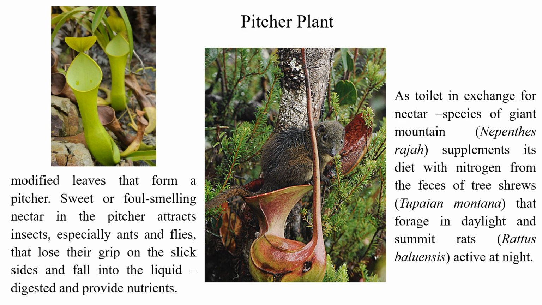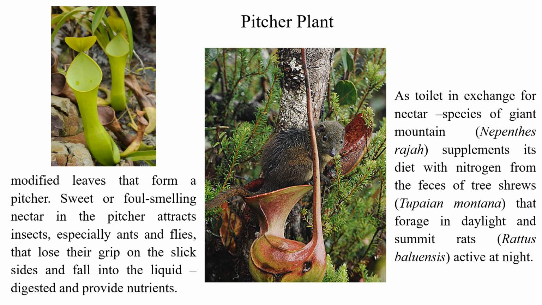Moving to pitcher plant ataupun kita kenal sebagai periuk kera, benda ni sangat banyak lah dekat Sarawak especially. Okay, they are actually modified leaf yang forming a pitcher. Dia ada sweet ataupun foul smelling nectar in the pitcher yang boleh attract insect. Okay, terutamanya semut dengan lalat lah. Dan bila ants ataupun lalat itu dia lost their grip on the slick side kan, eventually they will fall into the liquid, digested and provide nutrients.